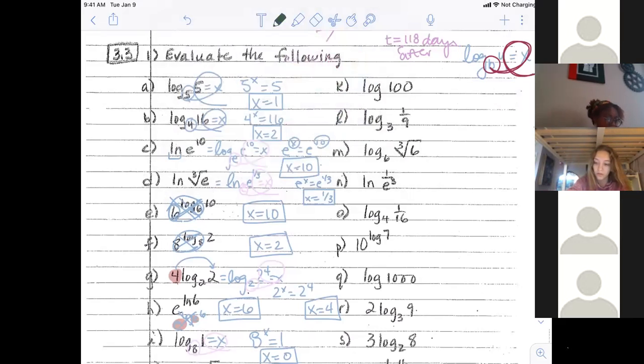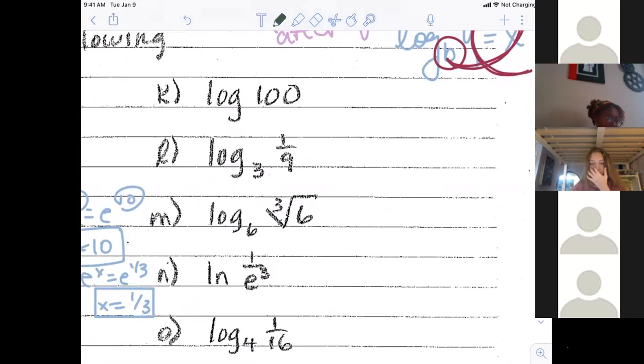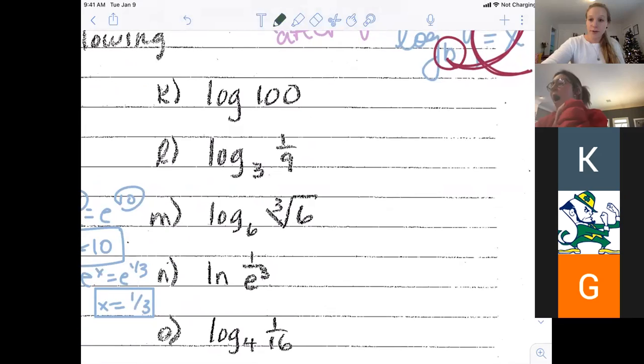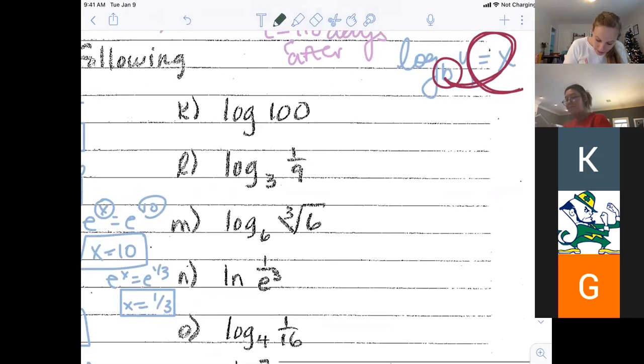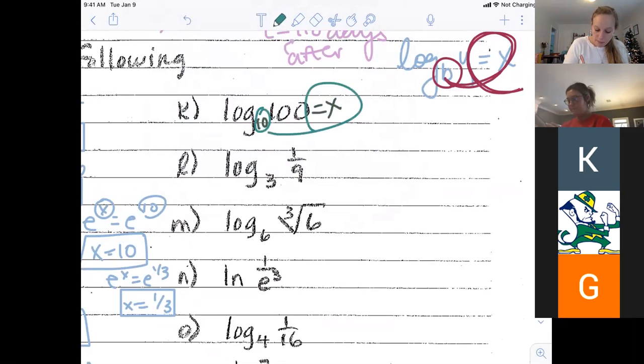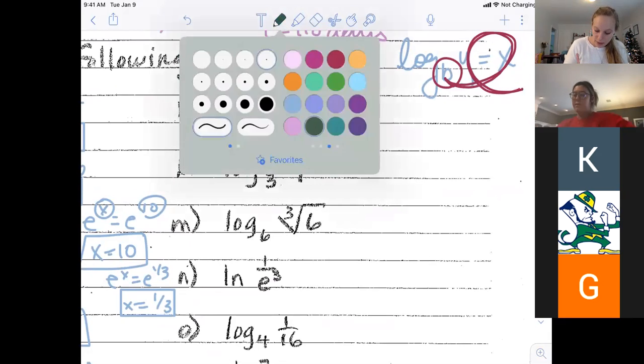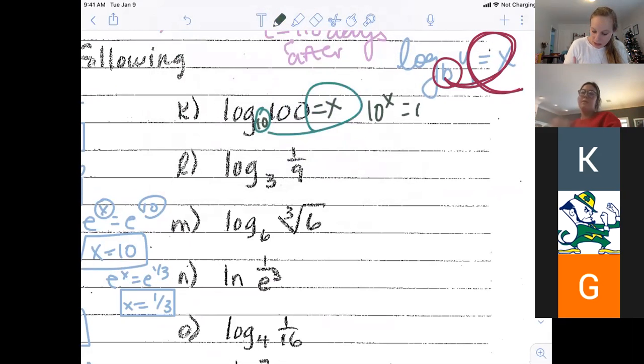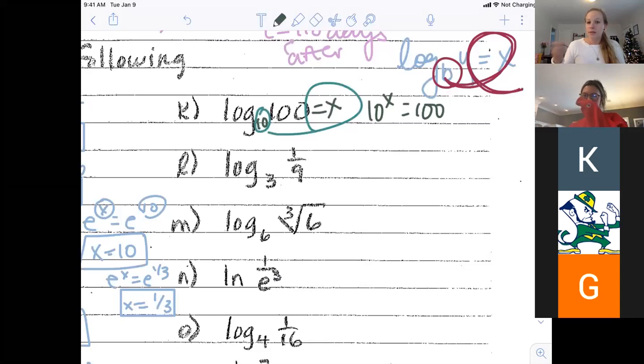All right, I'm gonna jump in with you guys. Number K already poses something that looks a little different. I've got log of 100. If there's no base there, remember the base is 10. So that's the same thing as doing log base 10 of 100 equals x. So I can say 10 to the x equals 100. So 10 to the second, 10 squared would be 100.